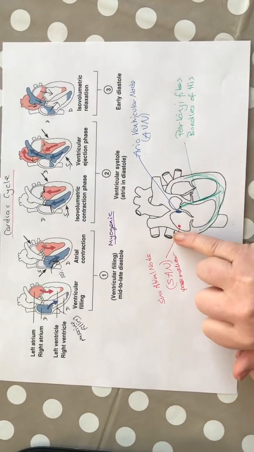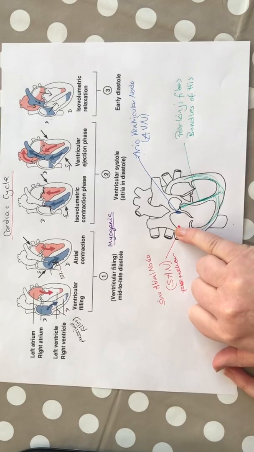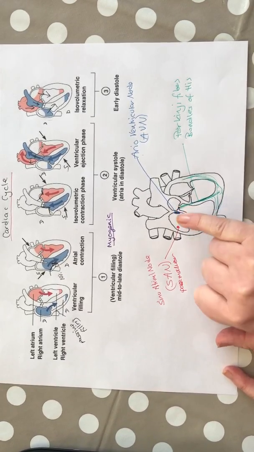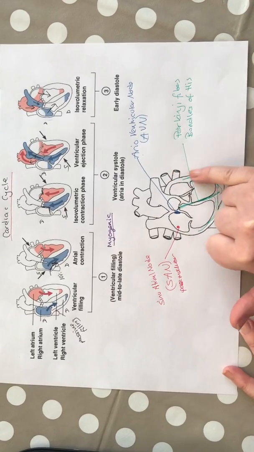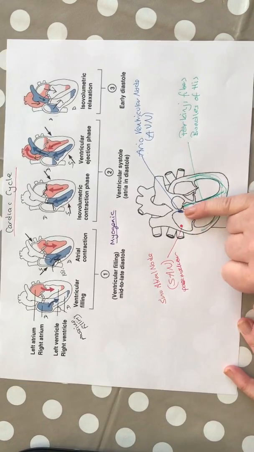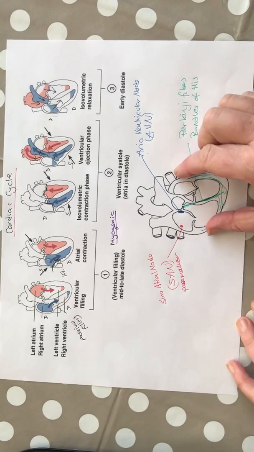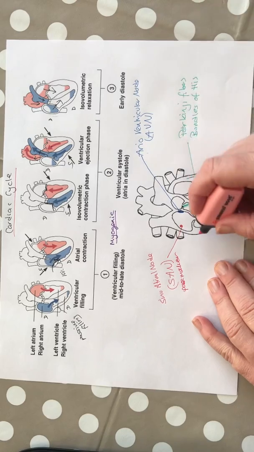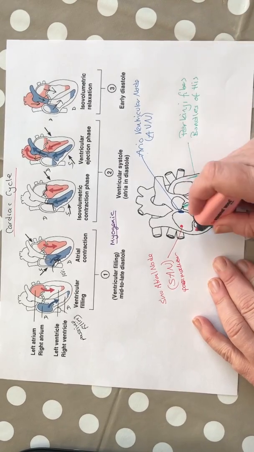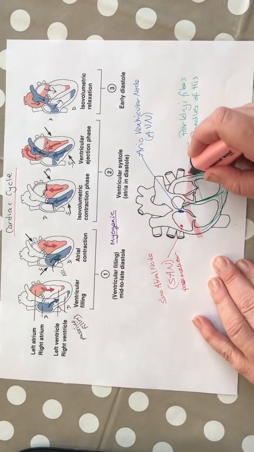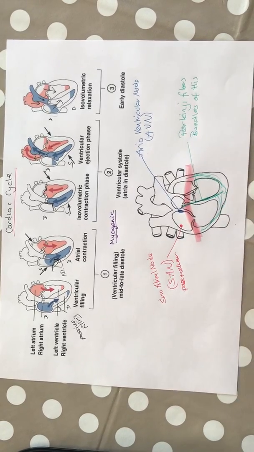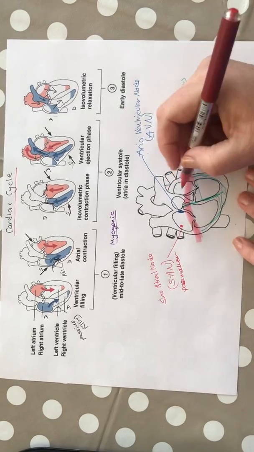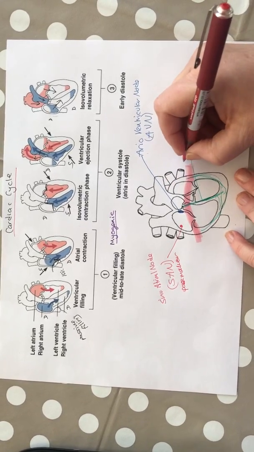Next, we've got the SAN up in the right atrium. Then we've got the AVN in the septum. You've got your Purkinje fibres, or bundles of His, that radiate down the septum and then back up again. Then we need to know one more thing about the anatomy of the heart: between the atrium and ventricle, you have non-conductive tissue.